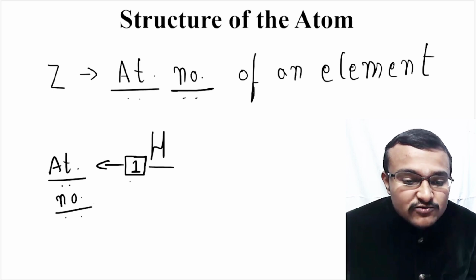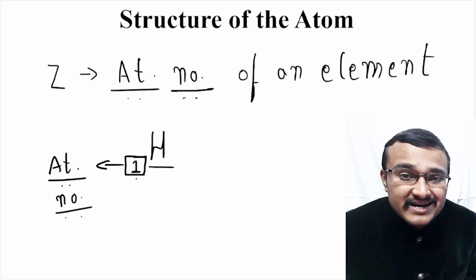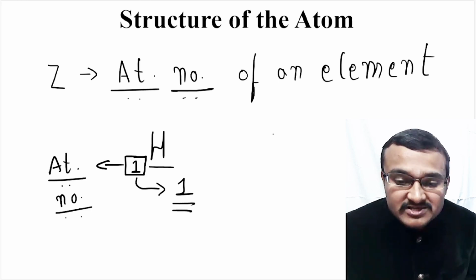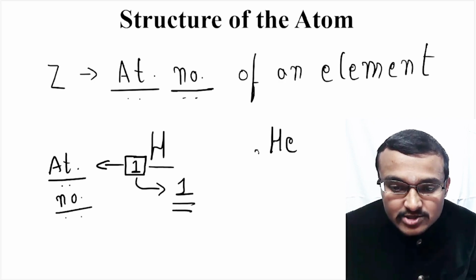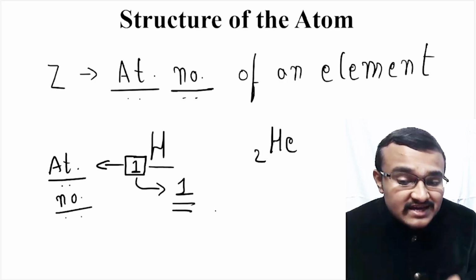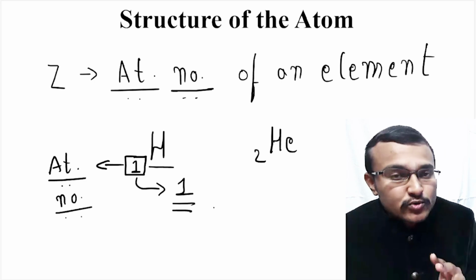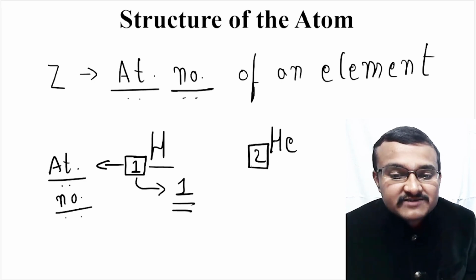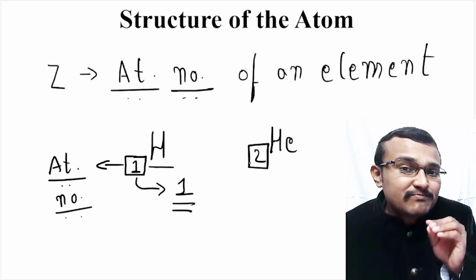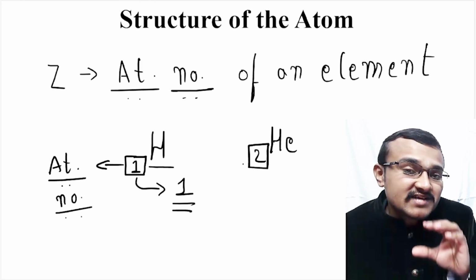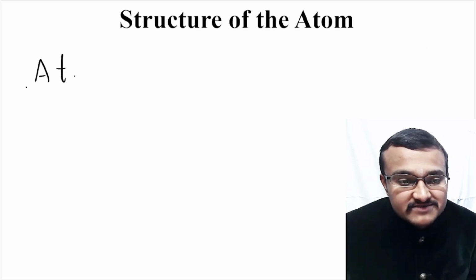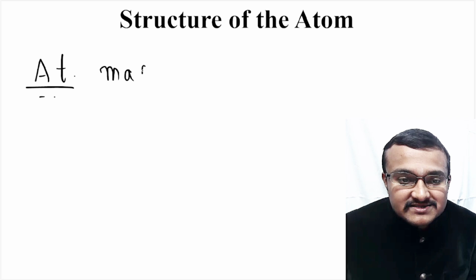So now I am writing 1 over this position. This 1 represents the atomic number of hydrogen, which is 1. Similarly, if I consider helium, then I will write 2 in this position, because helium has 2 electrons and 2 protons in it. So the atomic number of helium is 2. At this position, the atomic number of that element is written. Similar to atomic number, there is one more terminology known as atomic mass number.